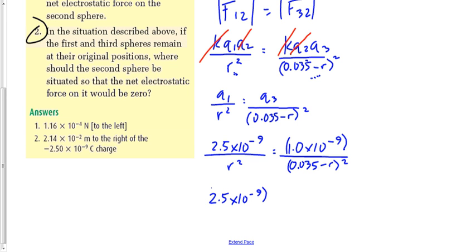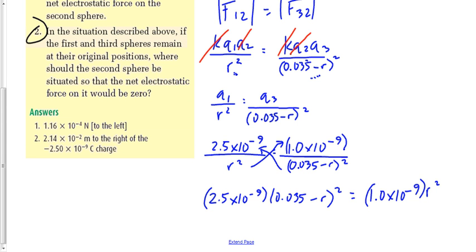So I'm going to take the 0.035 minus R up by multiplying. Right, took it up to the other side by multiplying. And then I'm going to take the R squared up by multiplying. That goes up there. Okay, so we've simplified it a little bit here, right? Now what?